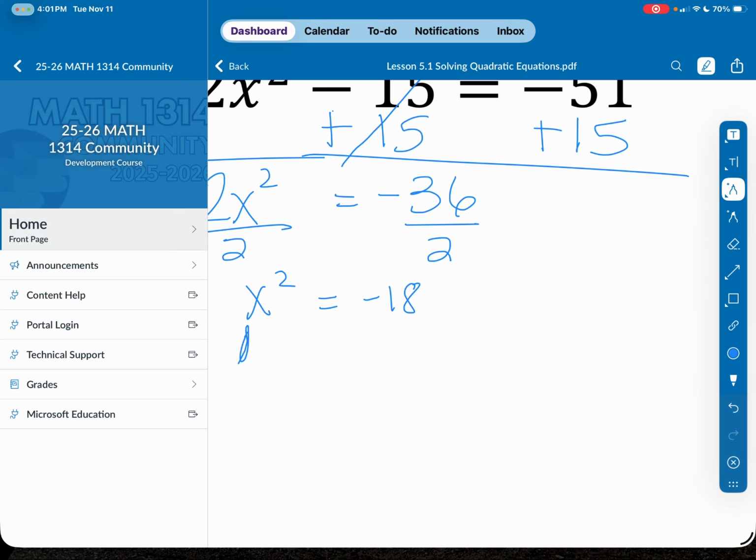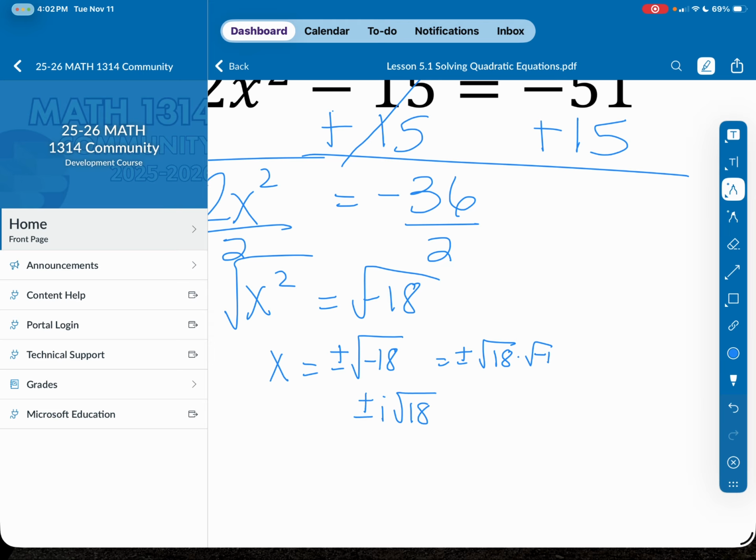And then the last required thing is to take the square root of both sides. So we would have x equals plus or minus the square root of negative 18. Now, she actually does go one step further, because we don't want to take the square root of a negative number. And so remember, we could rewrite that as plus or minus the square root of 18 times the square root of negative 1. And remember back from unit 3, the square root of negative 1 is i. So we would say plus or minus i times the square root of 18.